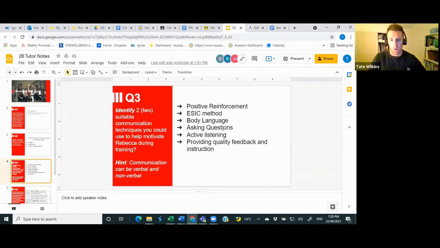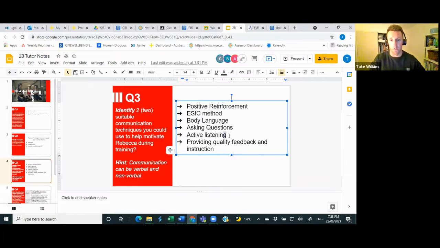Body language, just show the client that you care. Put your phone away, give them your full attention. Listening: a lot of PT sessions are almost just therapy for a lot of clients. Listening to their problems, helping them out. Quality feedback, I think it's really important as well, especially if she's an athlete, she probably needs that quality feedback.